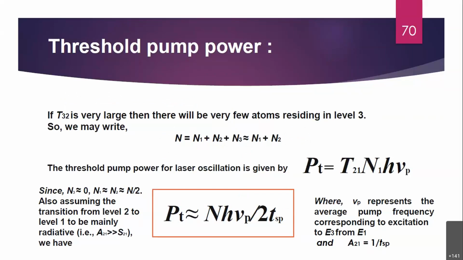So in the last lecture, we had covered up to this point, threshold pump power. We have seen this formula also, PT, and this highlighted one is the important formula. With the help of this, one can find out what is the minimum amount of pumping I need to supply so that my laser output will come out from the system.